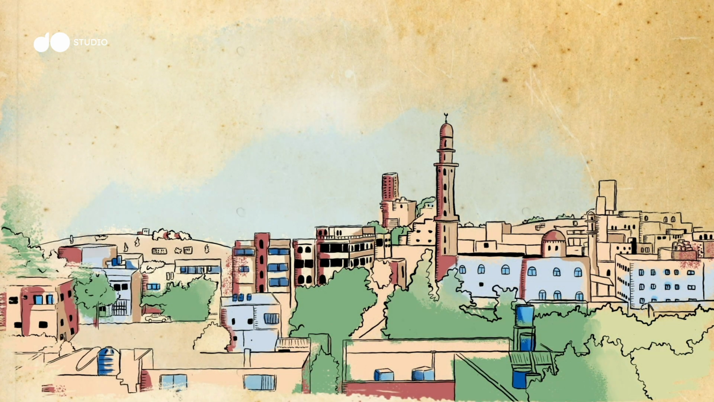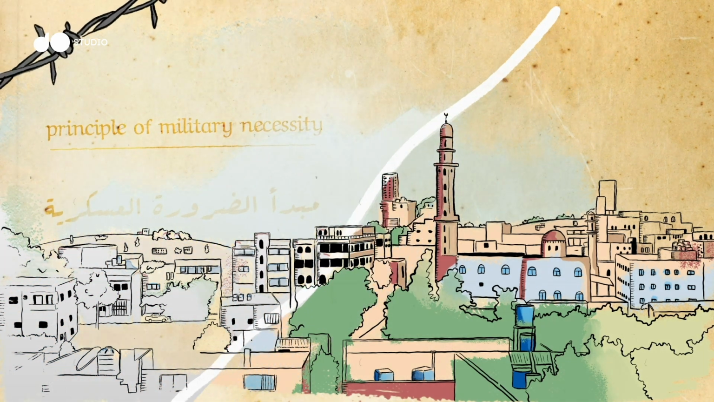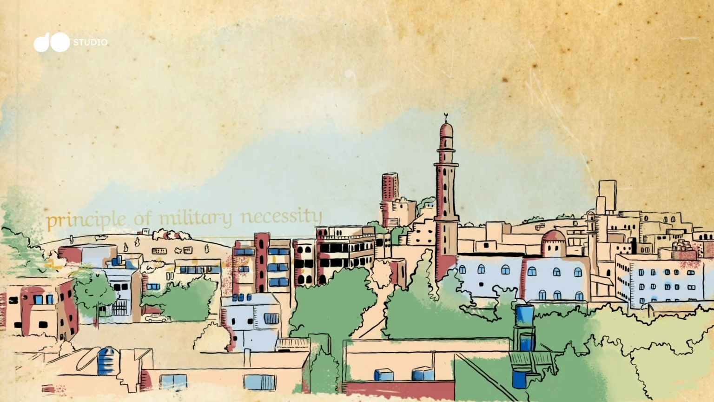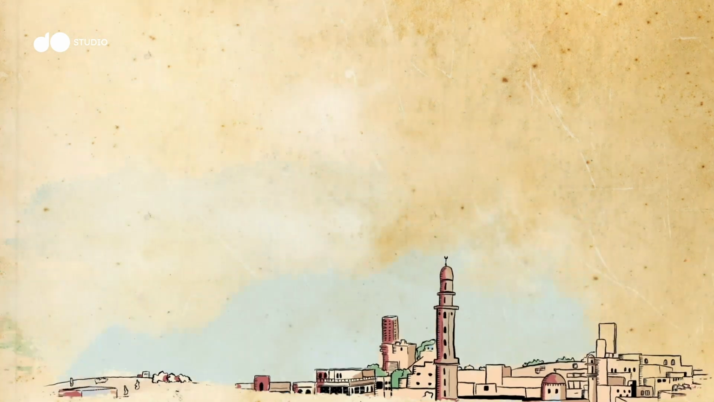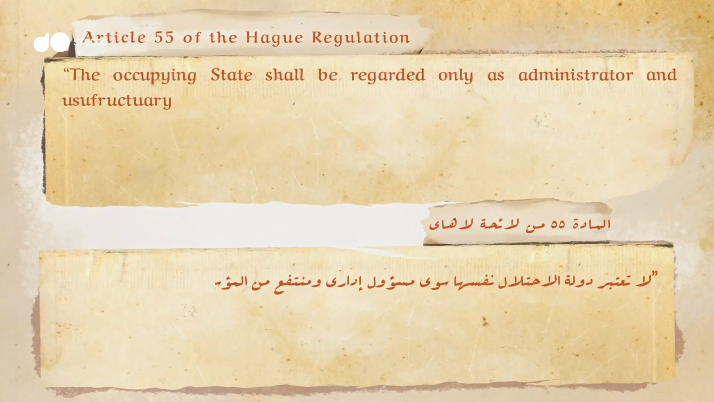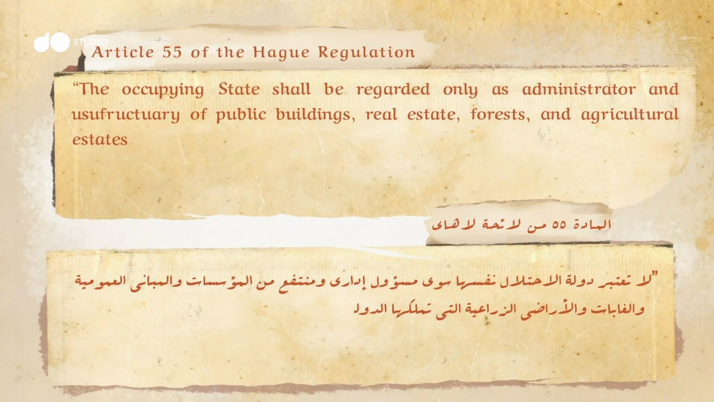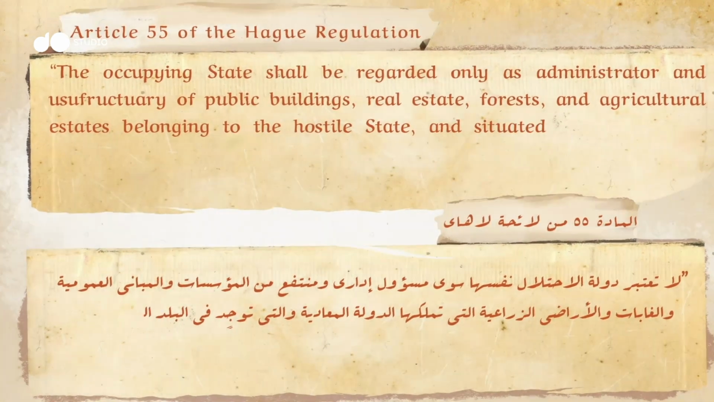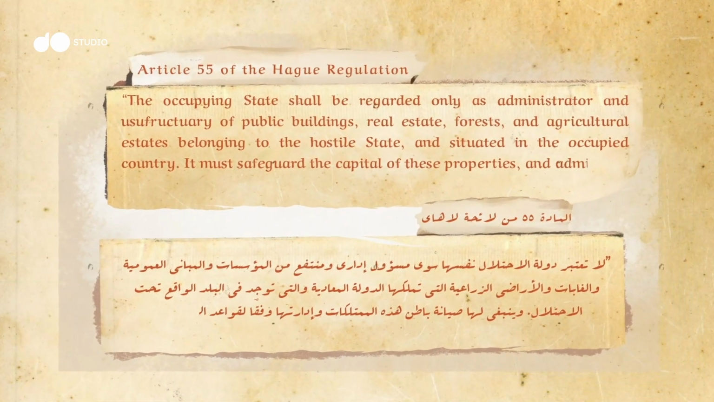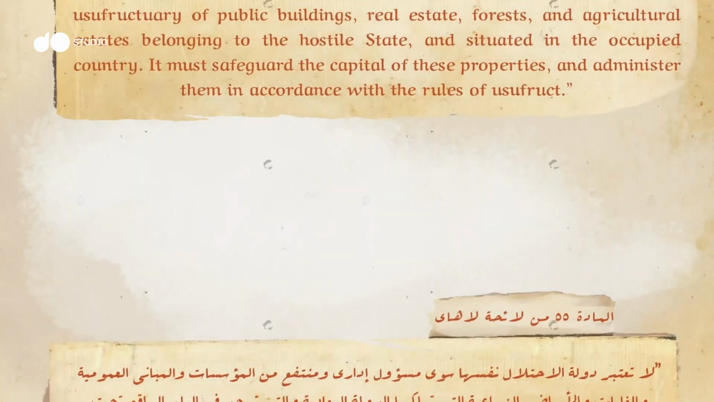In the context of occupation, the principle of military necessity cannot be argued for appropriating public immovable property, such as public lands and buildings. The occupying state must administer it according to the rules of usufruct. The occupying state shall be regarded only as administrator and usufructuary of public buildings, real estate, forests, and agricultural estates belonging to the hostile state and situated in the occupied country. It must safeguard the capital of these properties and administer them in accordance with the rules of usufruct. Article 55 of the Hague Regulation.